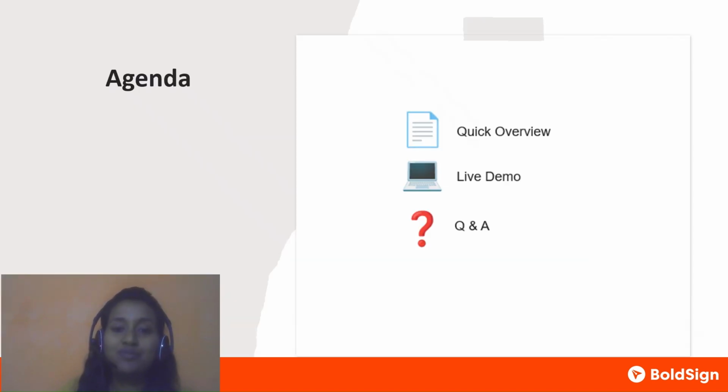Let me outline what we will cover in today's session. First, I will provide a brief overview of BoldSign and Zapier so you understand the tools we will use. Next, I will walk you through a live demo, showing you step by step how to connect BoldSign with Google Sheets using Zapier. You will see the process in real time, making it easy to follow. Finally, we will have a Q&A session where the BoldSign team will answer any questions you have about the process or the tools. That's the plan for today. Let's start with the overview of BoldSign and Zapier.